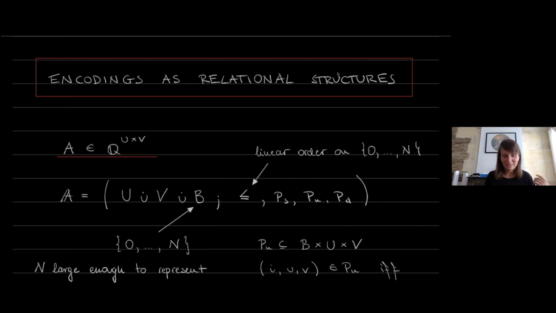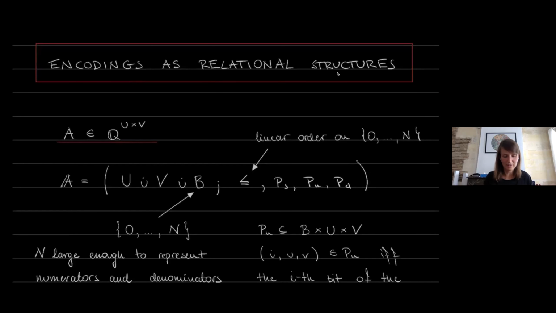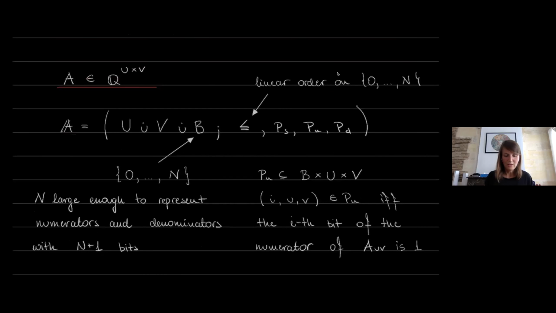First, let's quickly have a look at the encoding of a matrix. We have a matrix where the rows are indexed by U and the columns are indexed by V, and we encode it as follows. We take the sets U and V of coordinates. We take some ordered domain B. It should be large enough, so this N should be large enough to represent the numerators and denominators with N plus one bits. This defines a linear order on this domain, so that we really know that some bit is the first one and so on.